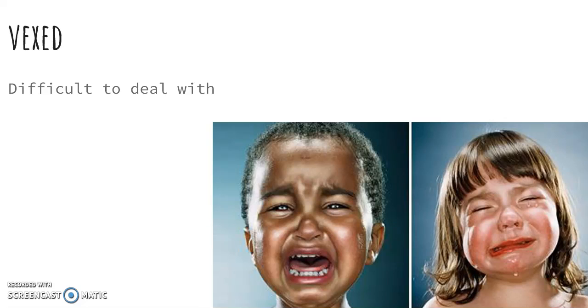The next tone is vexed. If you are vexed, you are really difficult to deal with. And so I think about little kids who can't really control their emotions that well. They can usually vex people quite quickly because you don't know what to do to make them feel better, or they won't stop crying even though it's only over like a cookie, or because you made them wear a certain shirt, things like that. So little kids are typically vexed.